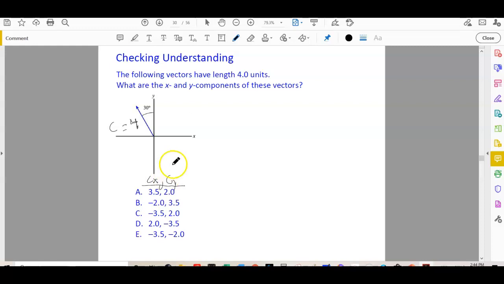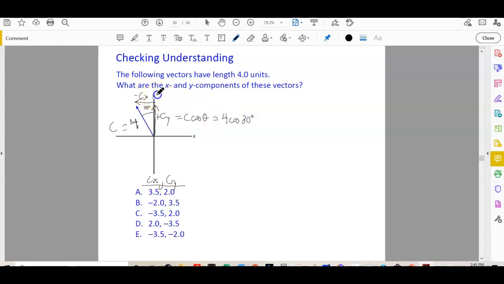Okay, we're back. Well, let's try it out. So this vector is pointing up and to the left. From the origin, we're going to add an up vector, which is going to be cy, and an x direction vector, which is pointing to the left, and that's cx. Cy is adjacent to the angle 30 degrees, so that's got to be c, the hypotenuse, cosine of theta, which is 4 cosine of 30 degrees.